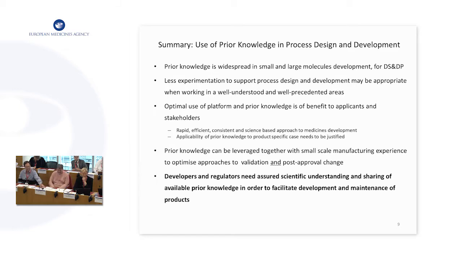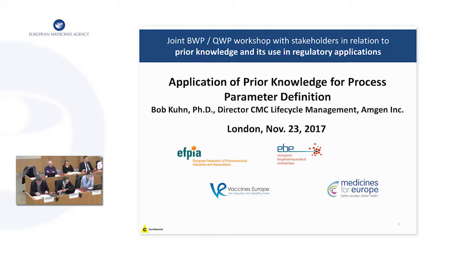So now we turn over to Bob Kuhn from Amgen, who's going to talk about prior knowledge and process parameter definition.